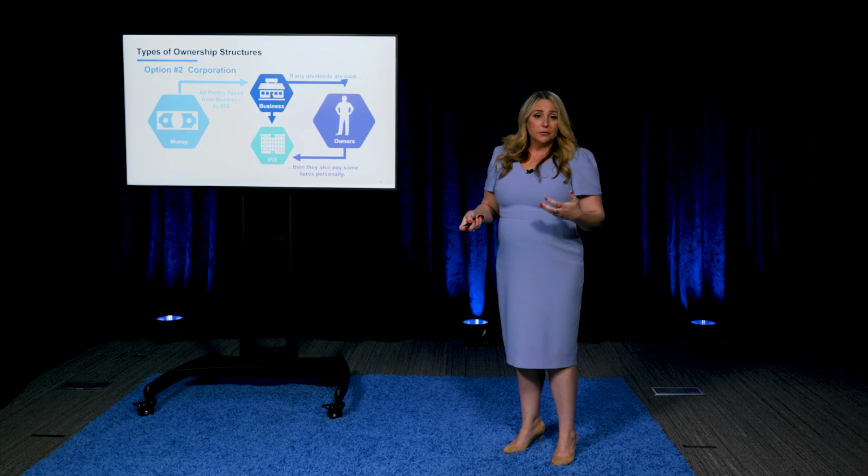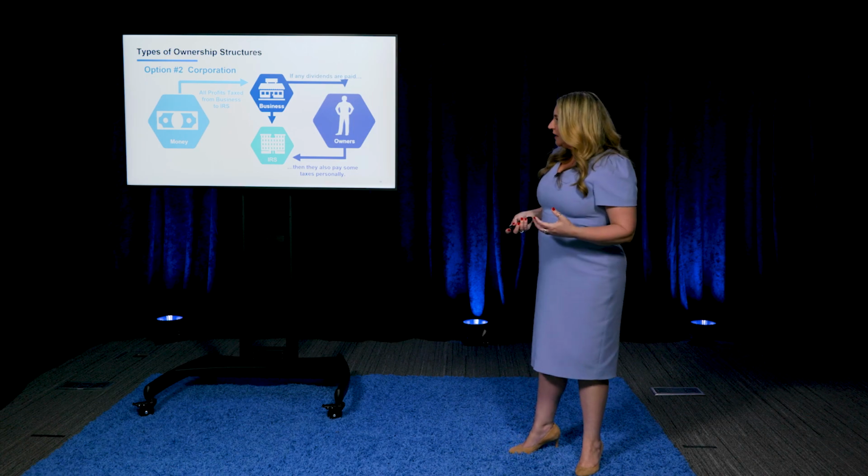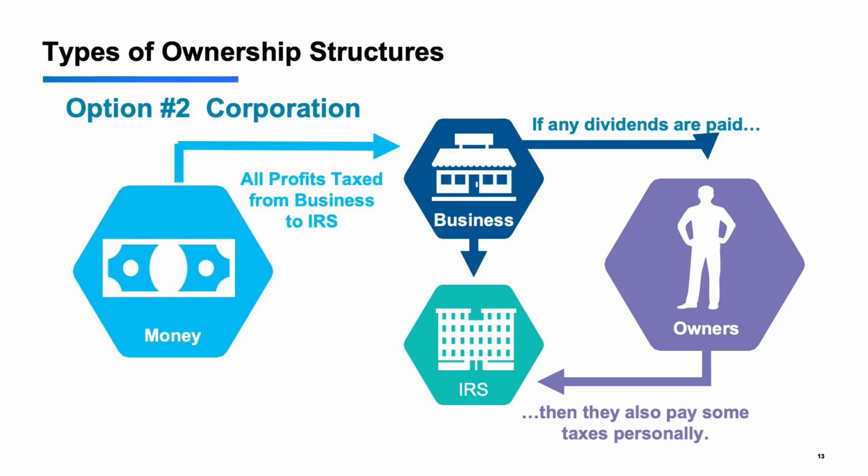The second type of ownership structure are corporations. In a corporation, all profits are taxed from the business directly to the IRS. If any dividends are paid, the individual owner who receives those dividends is going to pay tax as well.